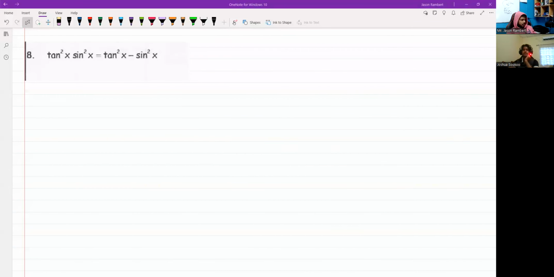All right, so let's do the proof here. Tan squared x times sine x is equal to tan squared x minus sine x. So you try it and encounter some issues. So let me see what we can do. Both sides are complicated, so I just choose the left-hand side at the start.